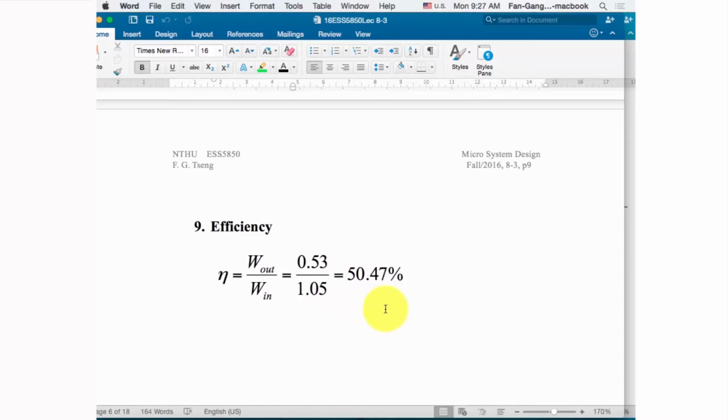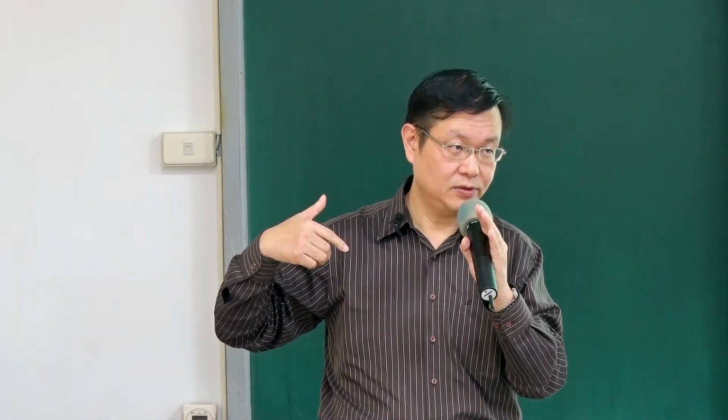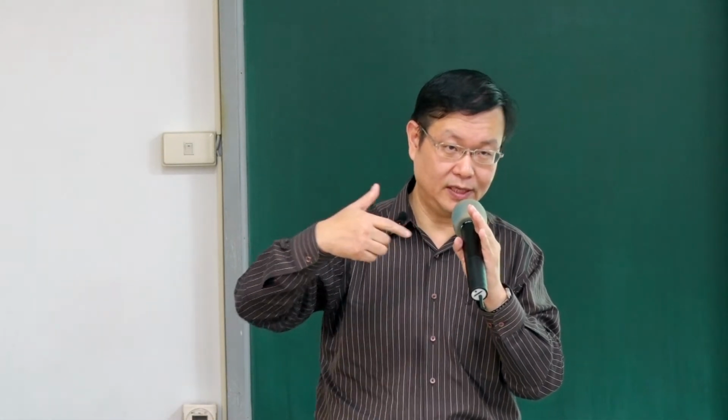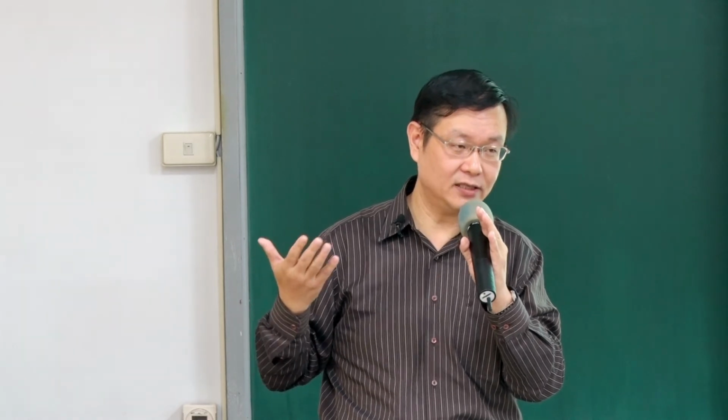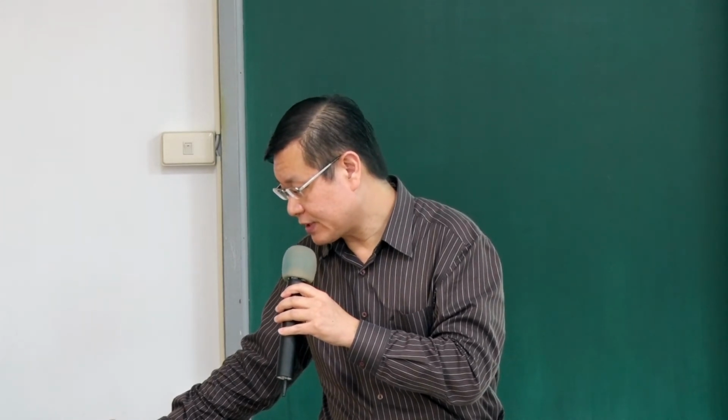50%, it's pretty high. The only 50% loss is because we want to charge the capacitor. During the charging, you push the charge onto the capacitor, and there will be some heat loss along the connection electrodes. That's the only loss for the electrostatic actuator, so it's quite efficient. However, the force is not that large.